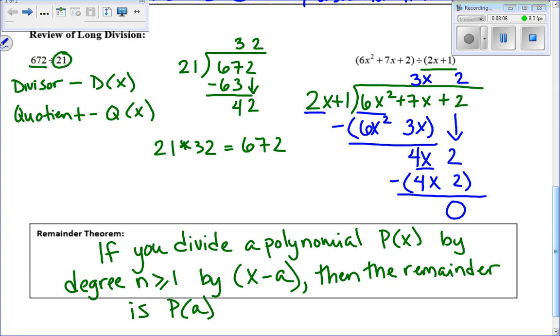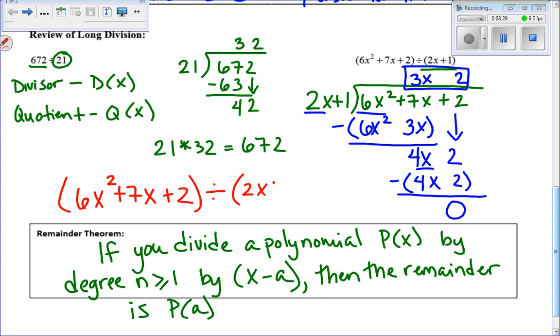Which means that this is our quotient, and also means that 2x plus 1 is a factor. So 6x squared plus 7x plus 2 divided by 2x plus 1 is equal to 3x plus 2.